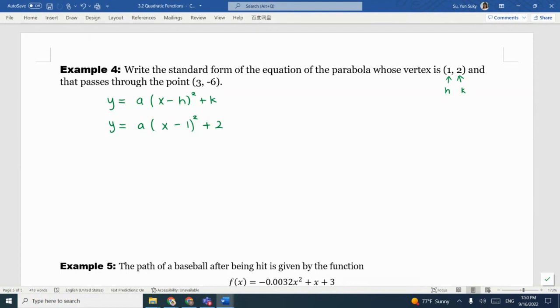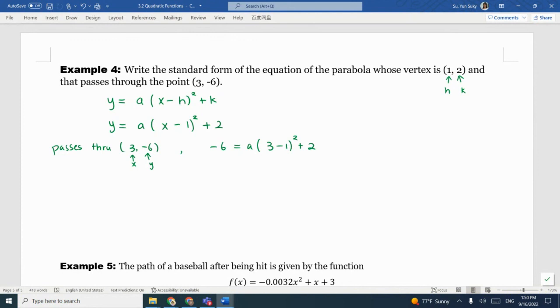It passes through the point, right? So it passes through the point (3, -6). So we plug in y is negative 6, and this is the x, this is the y. We plug in x is 3. Is that okay, everybody? We plug in x is 3 and y is negative 6, and we want to solve for a.